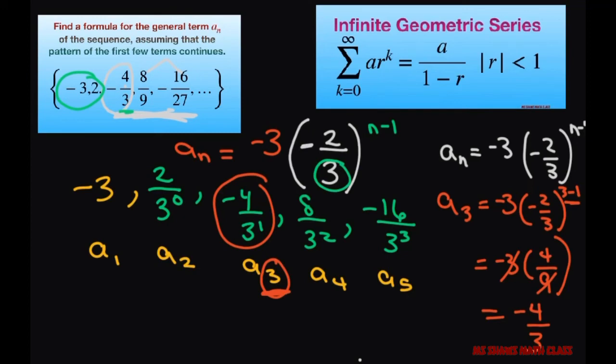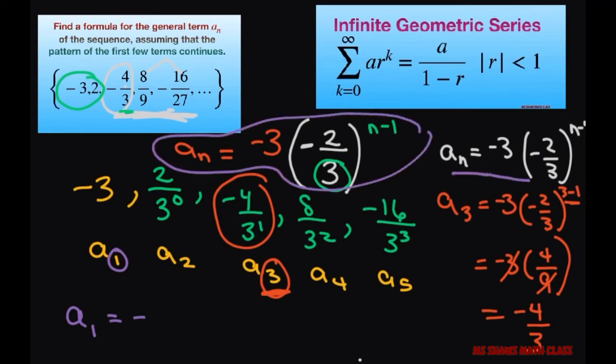So we can write a sub 1, because that's our first term, equals, and I'm following this formula, equals negative 3 times negative 2/3 to the power of 1 minus 1. Well, anything to the power of 0 is 1. So we're left with negative 3. So our formula works, and we're good to go.